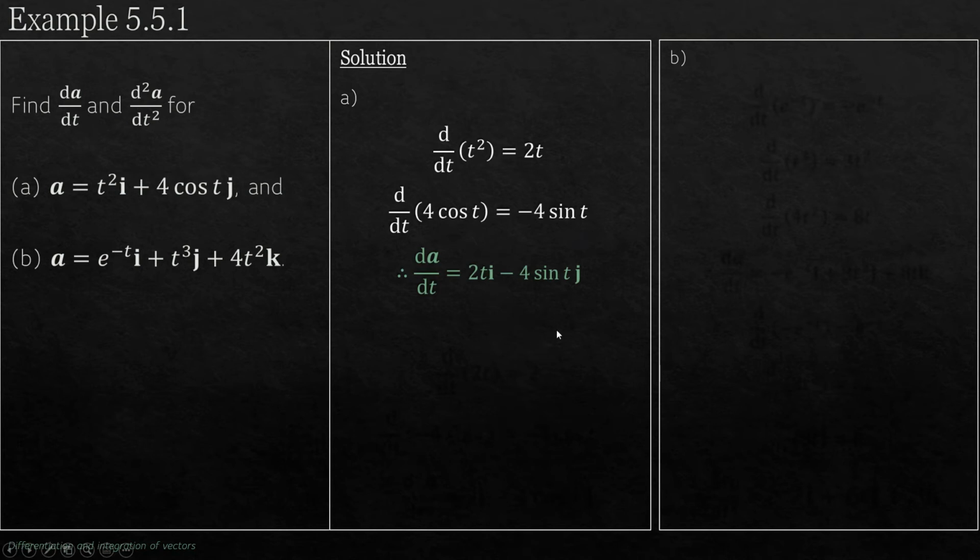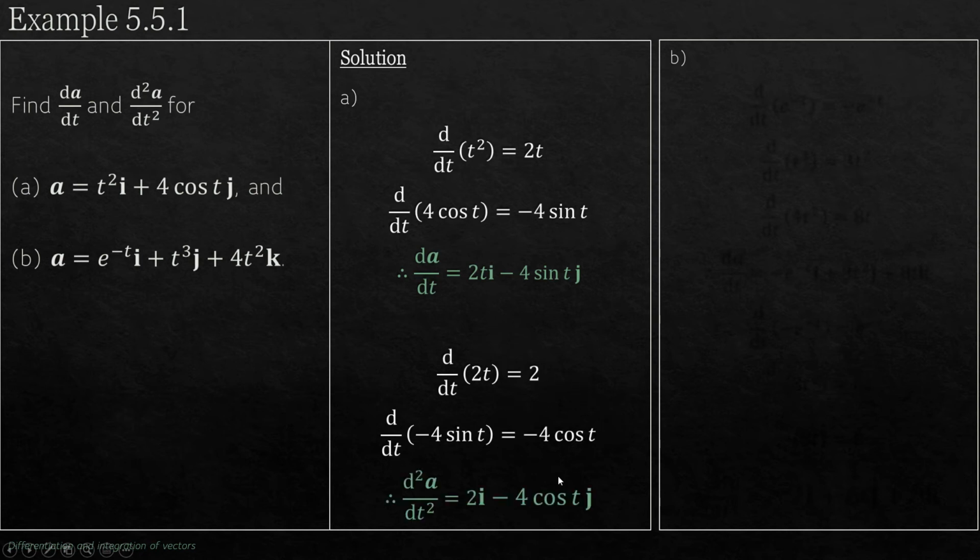Differentiate again to get the second derivative. Again, I'm going to look at each term separately. Differentiate 2t and we get 2. Notice I'm ignoring the i's and j's at this stage and putting them back in at the end. Differentiate minus 4 sine t and we get minus 4 cos t. Now put them together. This is the i component, this is the j component. So 2i minus 4 cos t j is the second derivative with respect to time.